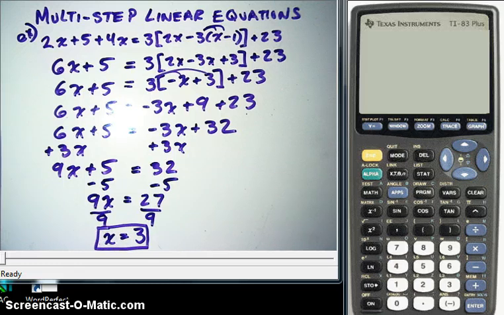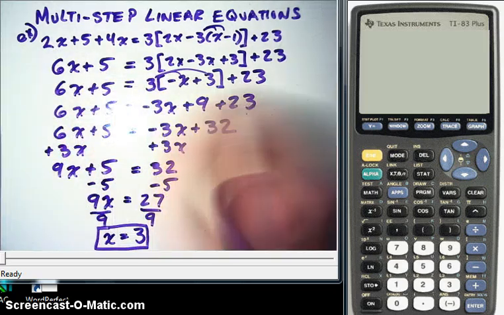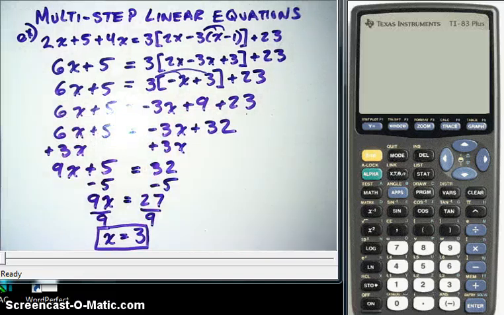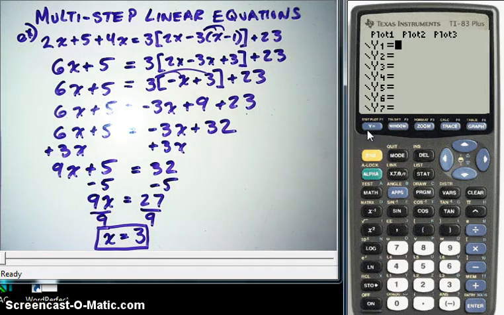Now there are many ways to check this answer. One is that you could go back into the top and put in 3 for x, and these two sides should be equal. You could also put it into your graphing calculator. To put in your graphing calculator, you would turn on the calculator and you would go to your y equals key and enter these two equations. Since they are rather lengthy, I will pause the video now while I put those into the calculator. And okay, you see that these two equations, the left side is my y1, the right side is my y2.